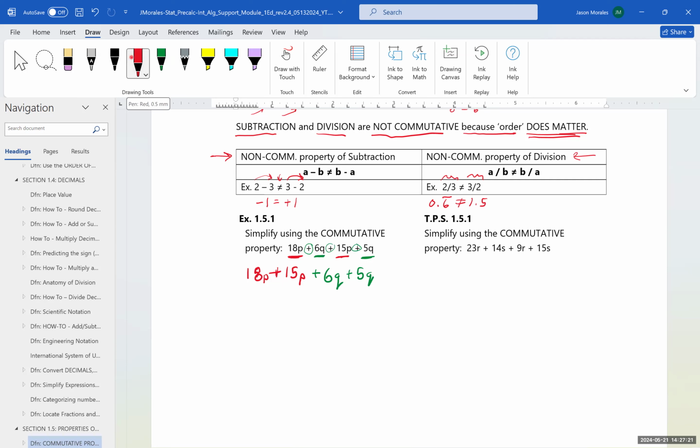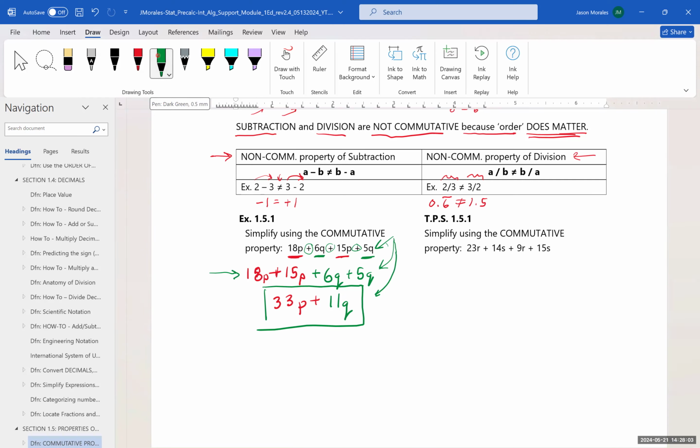So now we can do 18 plus 15, and this gives us 33p. And that's going to be plus 6q plus 5q, that is 11q. So that should be your answer. I would caution you very strongly not to do this kind of thing in your head. Go through the same process of writing out the intermediate step like that before going to your answer. Because as you go higher and higher in math, being able to see each step of your thought process will help you find errors that you make.